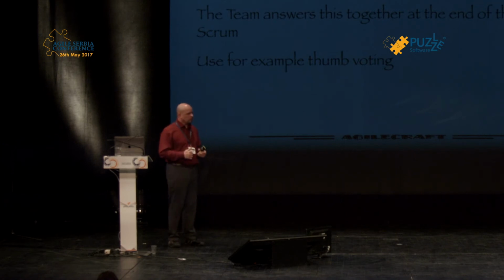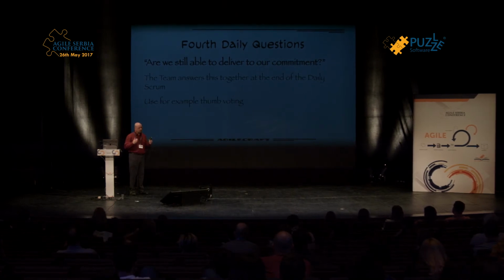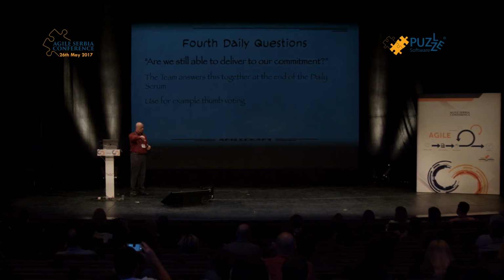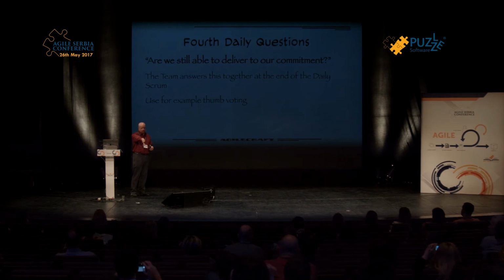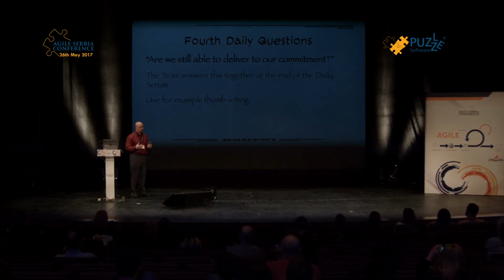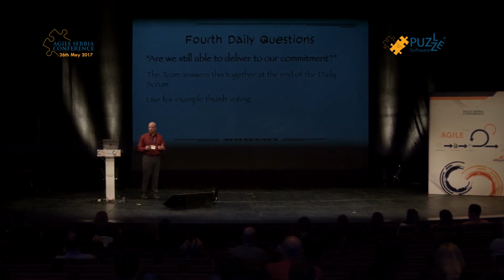Ask the whole team, are we still able to deliver on our commitment? Are we still on schedule to that commitment? And you can use thumb voting, like, yes, we are. No, I don't feel we are. So as soon as anybody puts their thumb down, you need to address that question. How do we need to respond to this circumstance as a team to make sure that we have a plan we have confidence in?